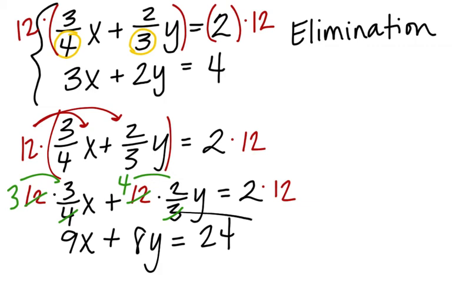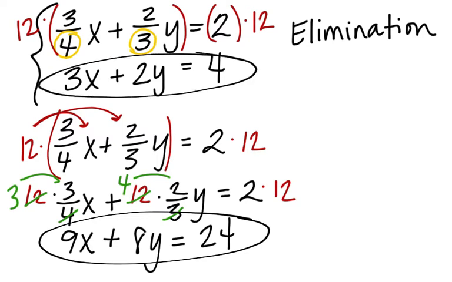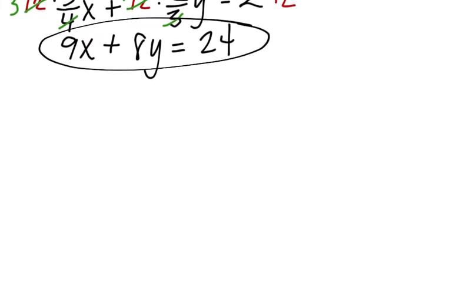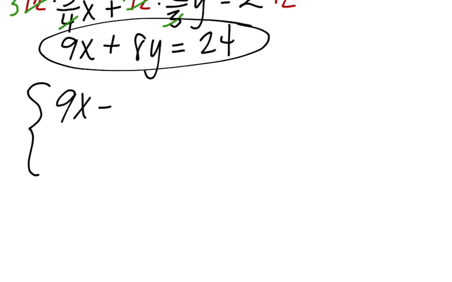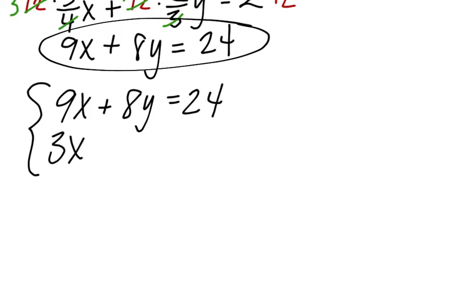Now we're going to put this equation back together with the original second equation, and now we have our system of equations, and we don't have any fractions. So let's rewrite that. My system now looks like this: 9x plus 8y is equal to 24, and 3x plus 2y is equal to 4.